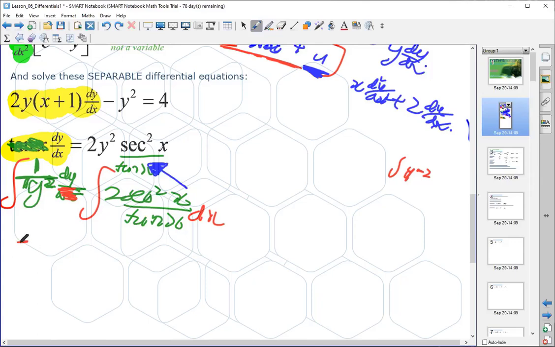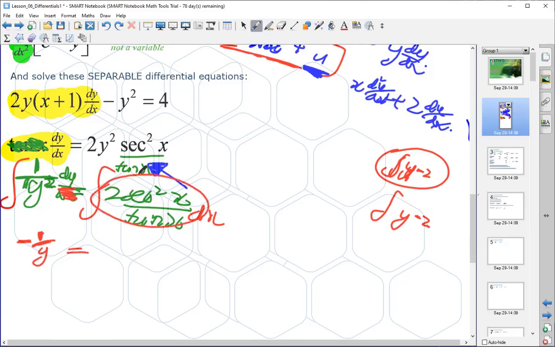Would it be ln, one over? Add 1 to the power, divide by the new power. Simple polynomial integration, add 1 to the power, divide by new power. It would be y to the minus 1, so then it would be 1 over minus 1, so minus y. And integral of 2 sec squared x over tan x. What's your guess going to be?